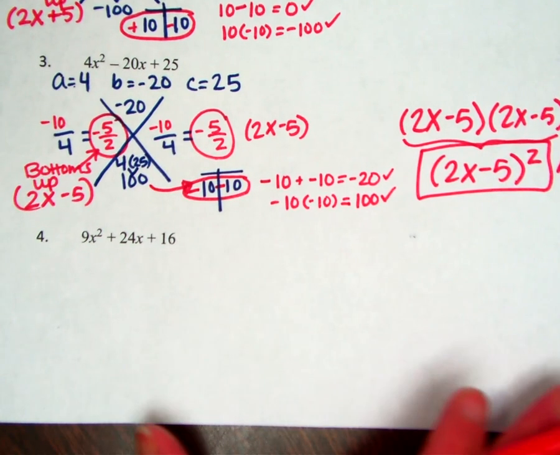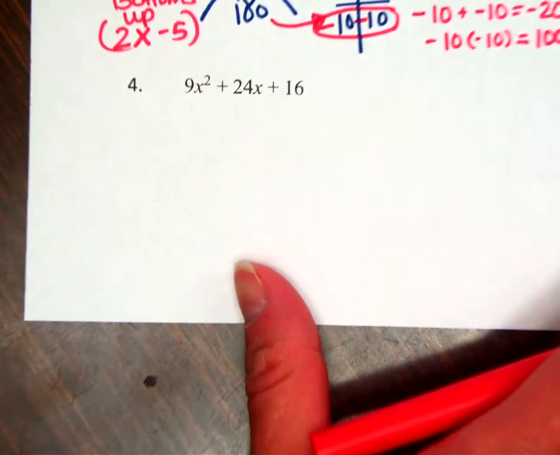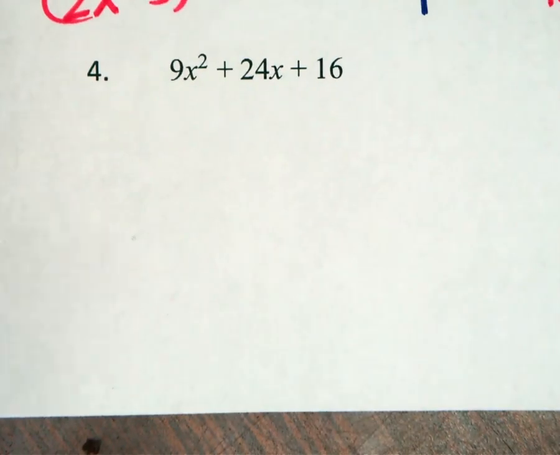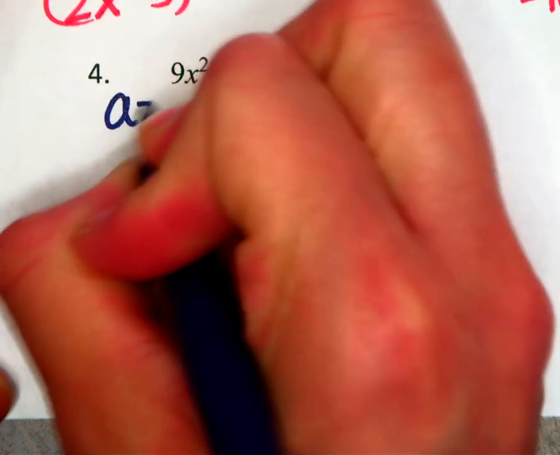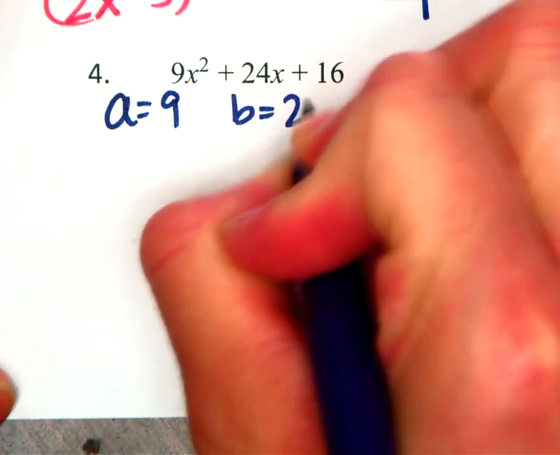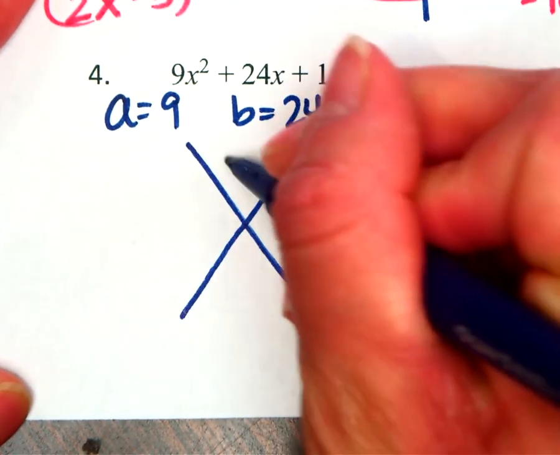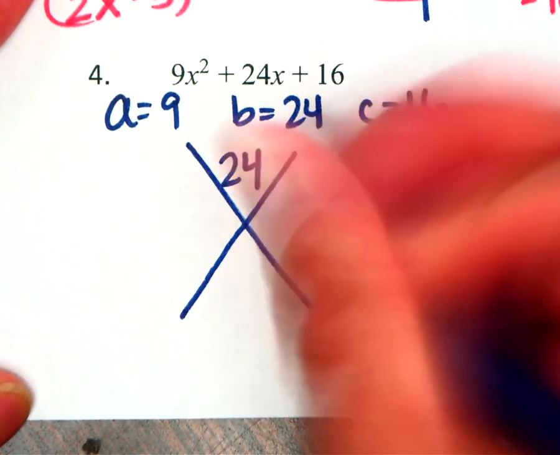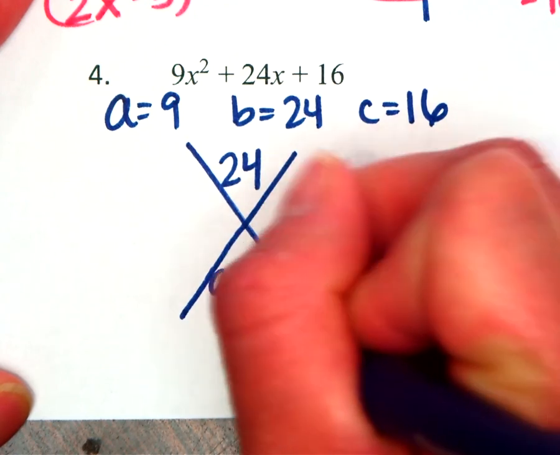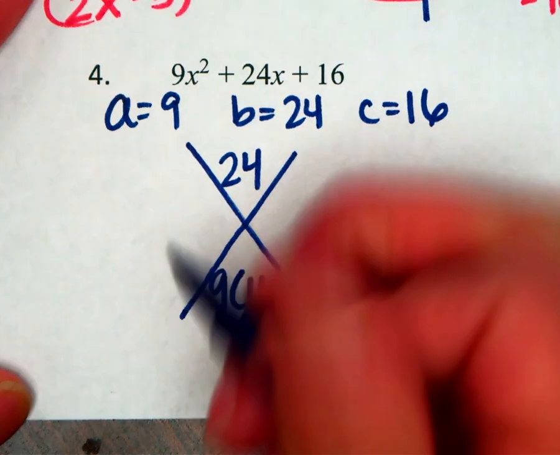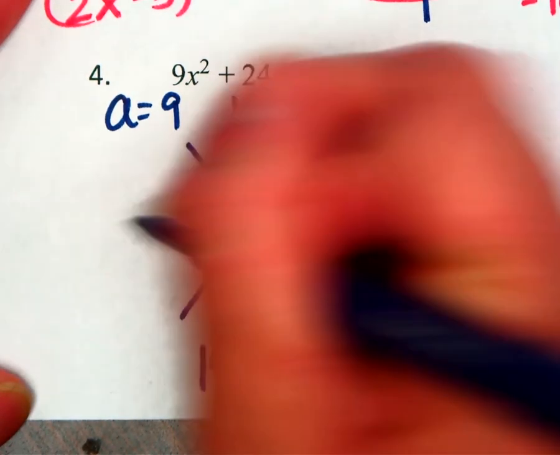So let's go ahead and try one more example, number 4. And you're going to use your x method again. A equals 9, b equals 24, and c equals 16. Draw your x. 24 goes at the top. A times c goes at the bottom. 9 times 16. 9 times 16 is 144. And you're dividing by a on both sides.